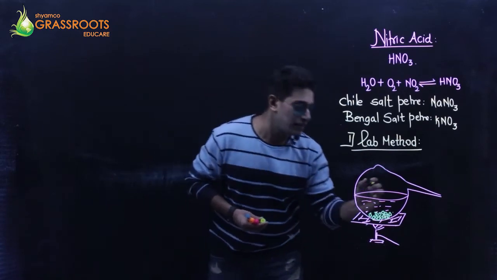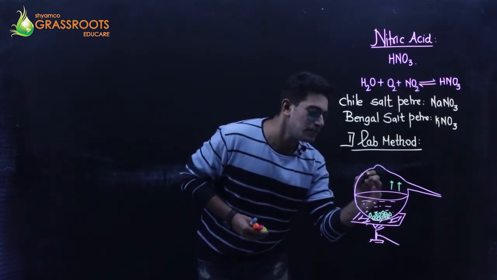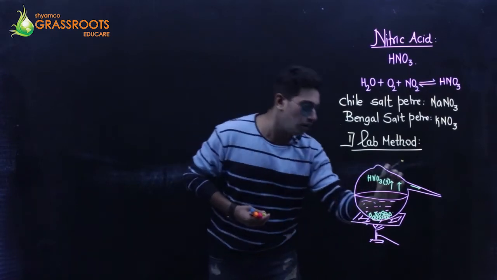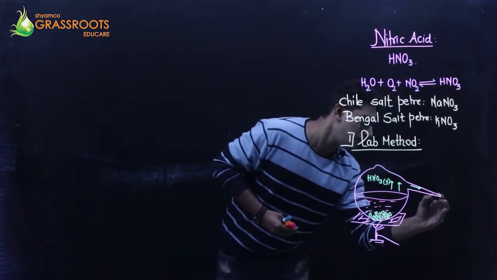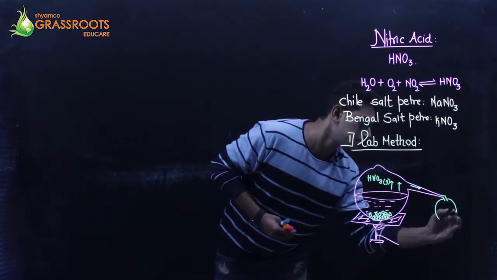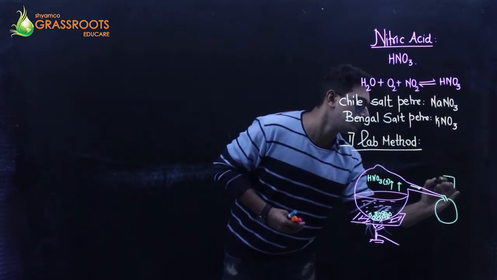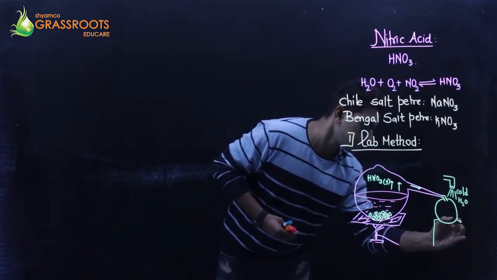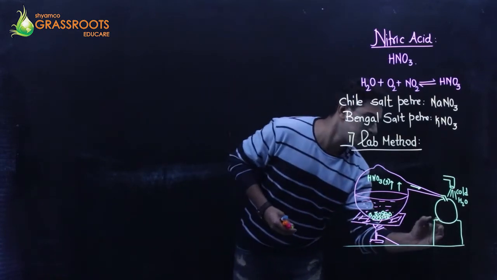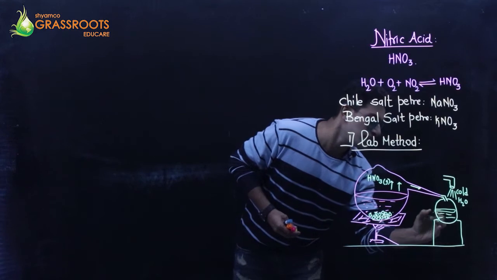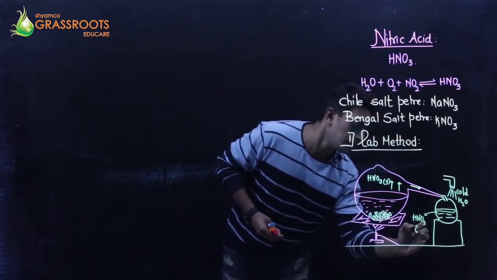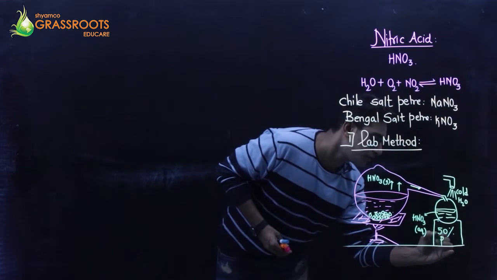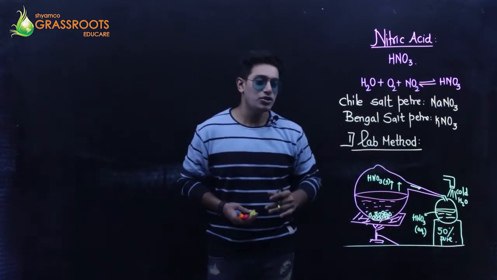The gas which evolves is HNO3 vapors in gaseous form. It is passed through a pipe and it is collected in a flask. And we have running water, a tap, cold water. This is how it is. So this is the collection of HNO3 in aqueous form. And the HNO3 which I get out here is 50% pure. I'll talk about that in some time.